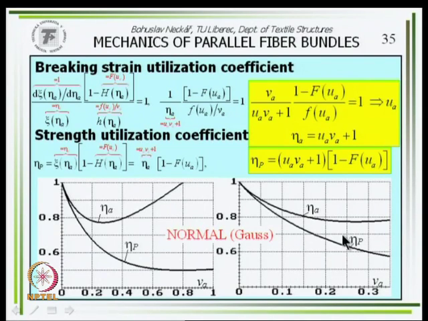Both curves, I can say, are decreasing. The utilization is not small. You can see that, for example, at 0.2, the very often used value for cotton fibers, this value is 0.7. The bundle strand is only 70%, through this mechanism only, only 70% of the mean tenacity of individual fibers. 30% down. Only this effect.